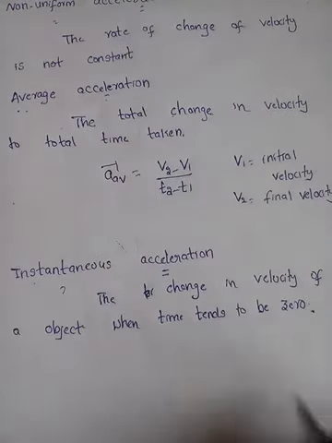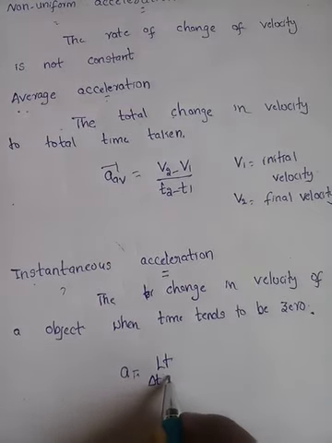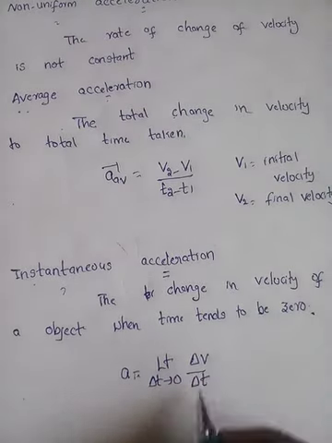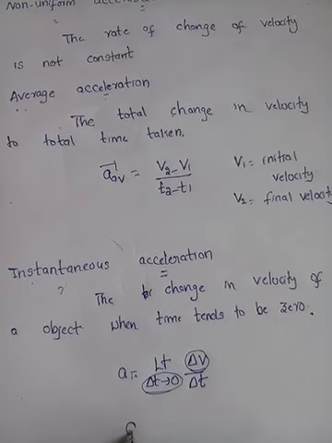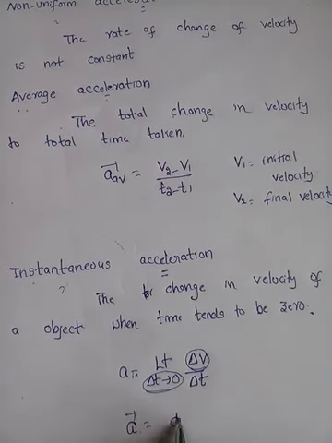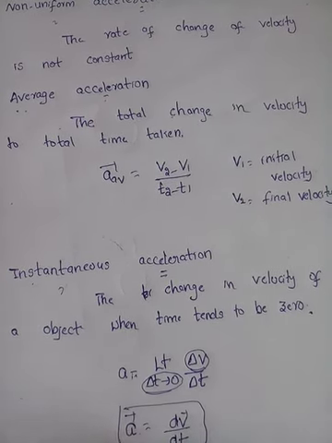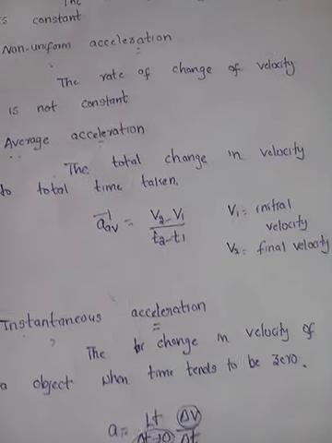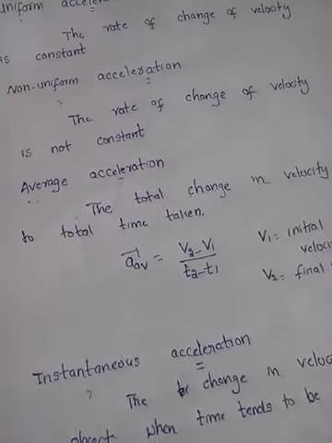Okay. So here, A equals limit delta t tends to 0, change in velocity by time taken. When time tends to 0, what is the change in velocity? It can also be written as A is equal to dv by dt. So this is about acceleration. How many types of acceleration do we have? Four types: uniform acceleration, non-uniform acceleration, average acceleration and instantaneous acceleration.